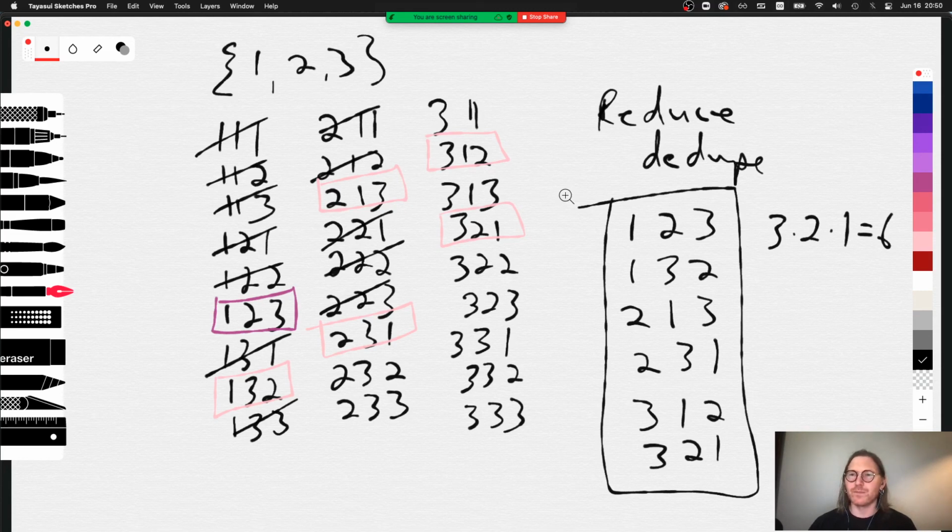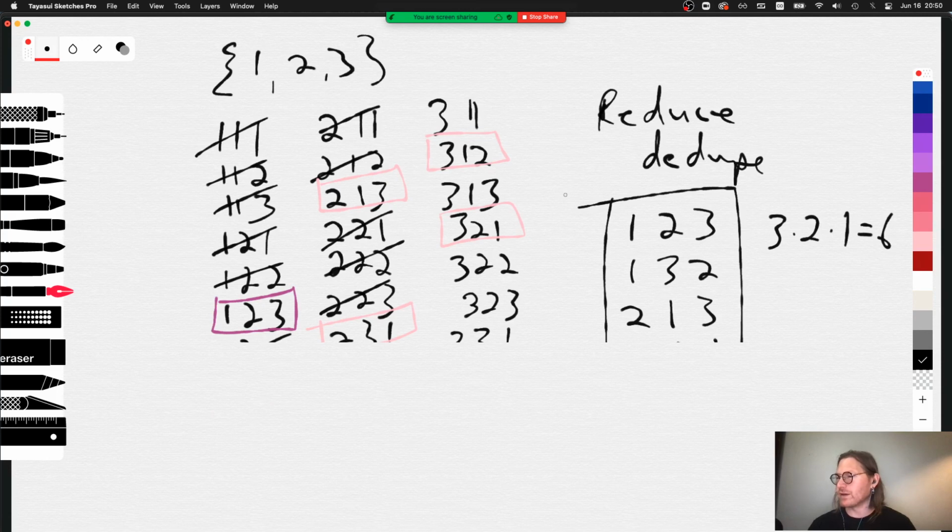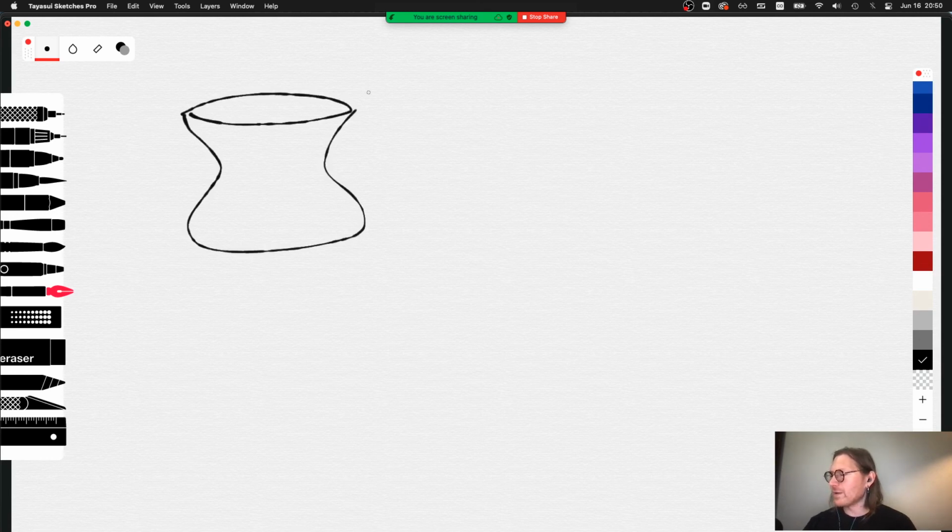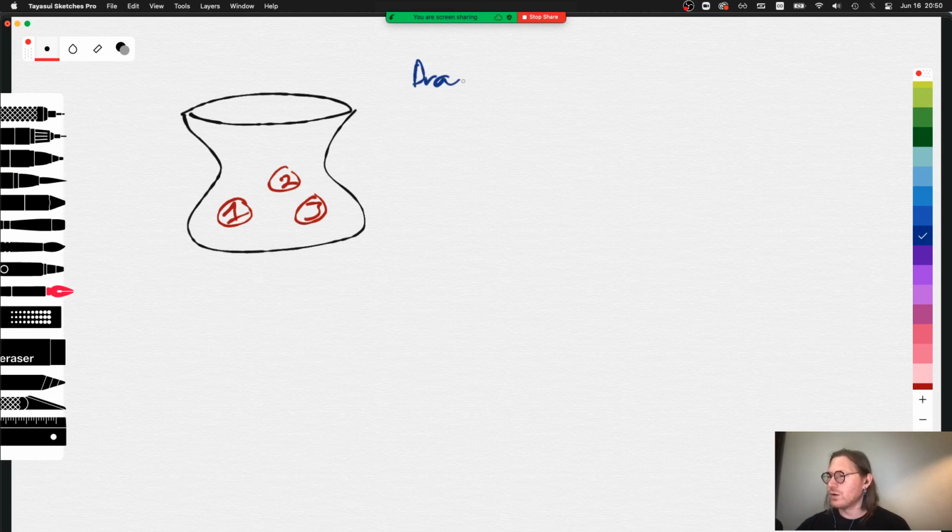Let's think about this in terms of a specific story. Let's say we have a bag, and there are 3 balls in this bag, right? And we've got 1, 2, and 3. Okay. So if we want to think about our first draw, here's draw 1. We're going to reach in and pull a ball out. We're either going to get a 1, a 2, or a 3.